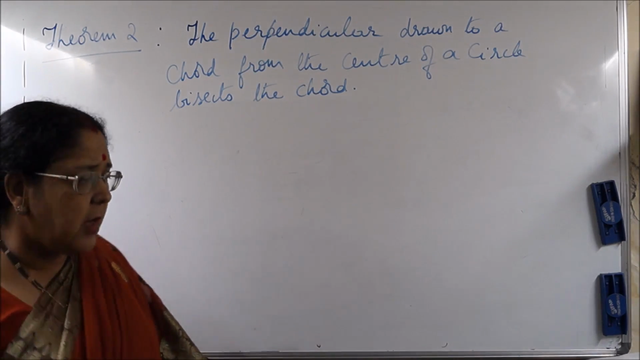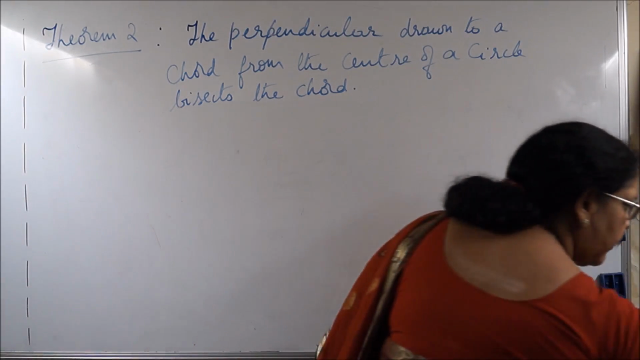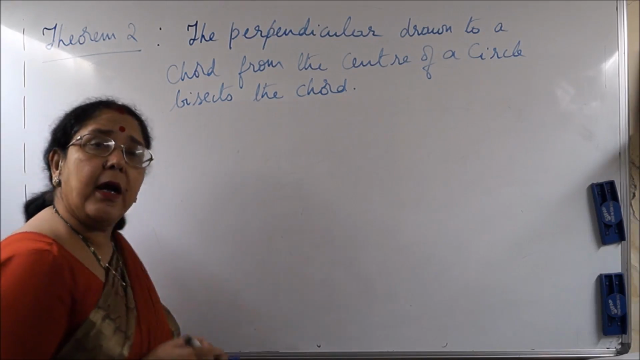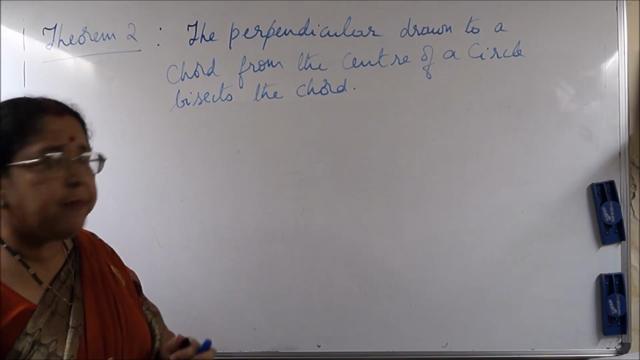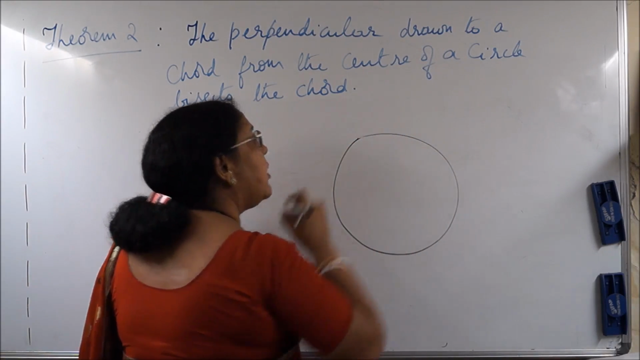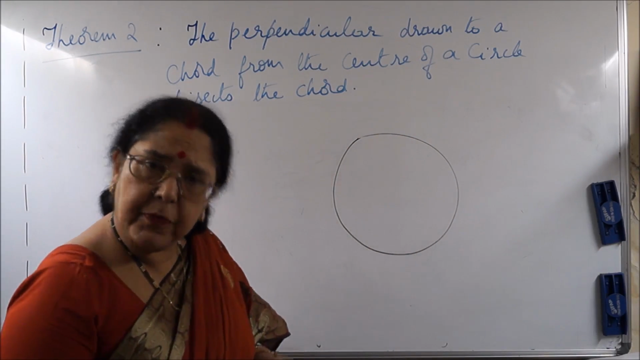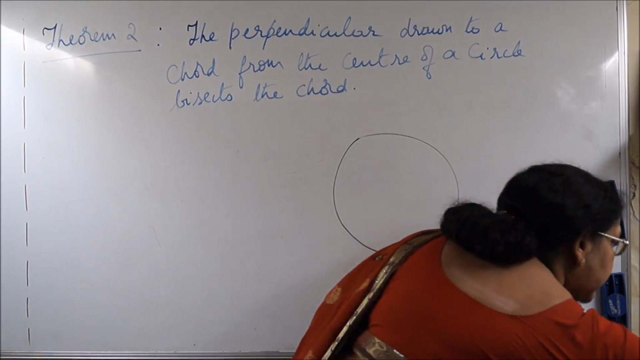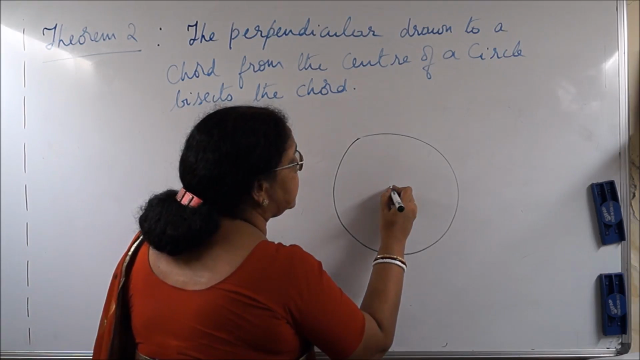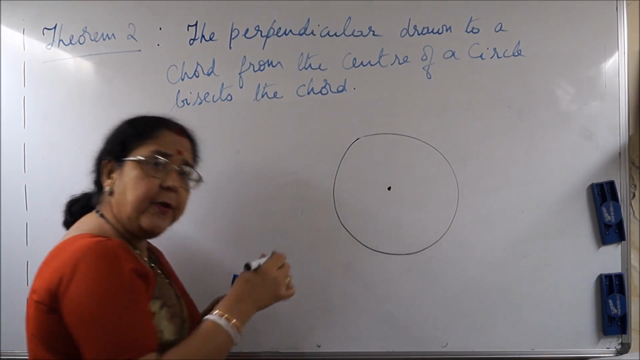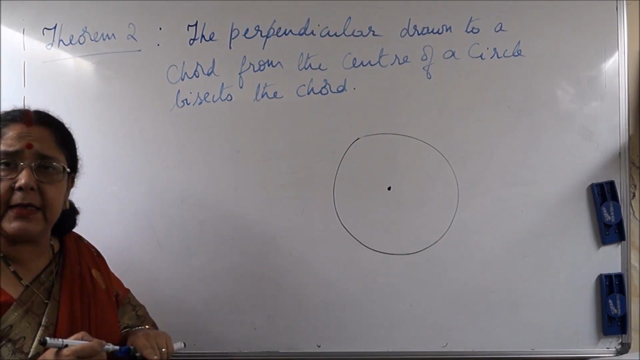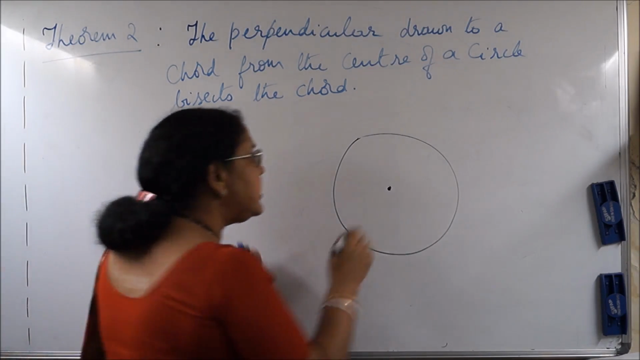So can you see what I was telling you about this converse or reverse? In the earlier part 1 we have seen that the straight line was drawn from the center of a circle to a chord, but now it is said the perpendicular drawn from the center to a chord. There we proved that the straight line drawn from the center of a circle to a chord, bisecting it, is perpendicular. Now what is given to us?